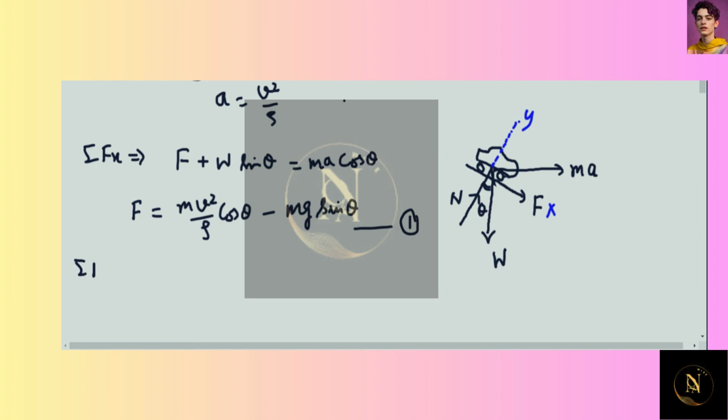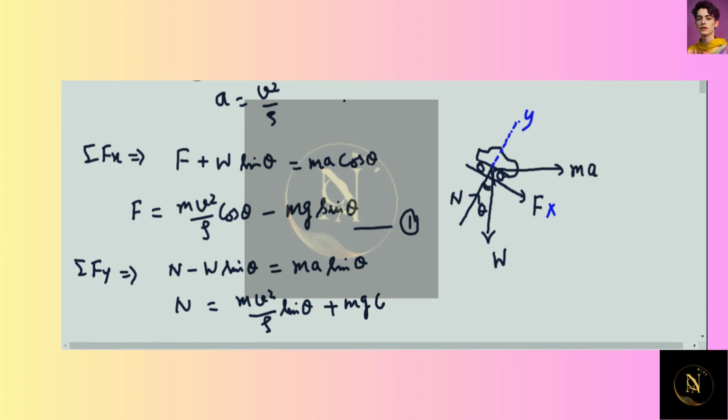Taking summation of force along y-axis, so it will be N minus component of weight in the direction of y-axis, that will be ma sine of theta. So you may write N to be equal to mv square by rho sine of theta plus mg cos of theta. This is equation number 2.